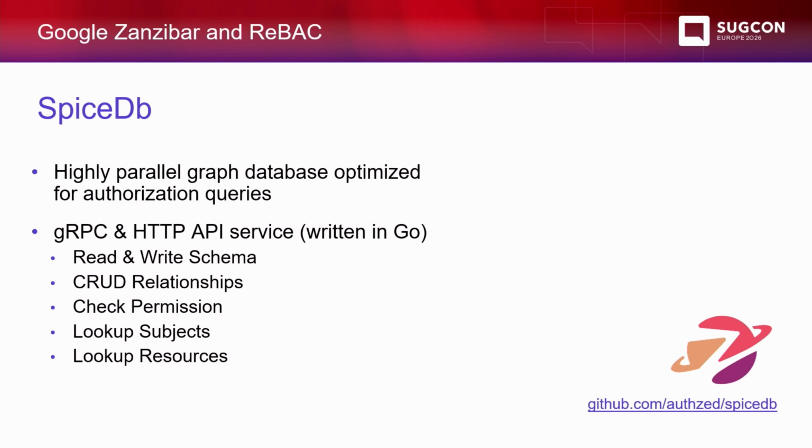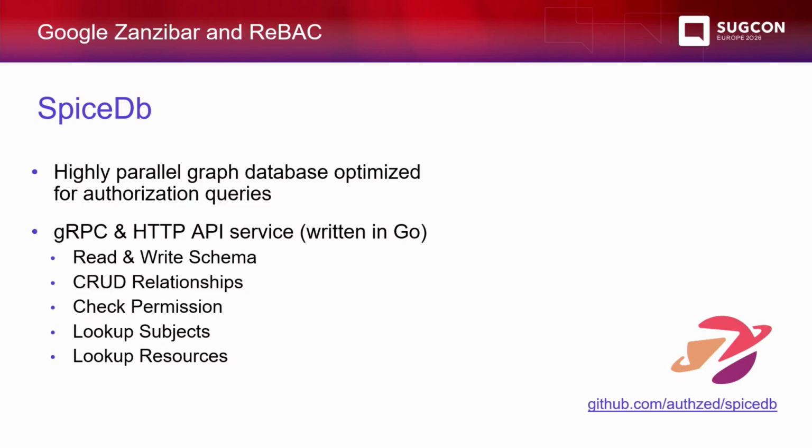So this service supports some features. The first one is reading and writing your data schema. Of course, you need to have a data schema before work. Then you can use all of the create, read, update, delete operations for your relationships. And you can, of course, check permissions, whether the subject has access to this object or not.